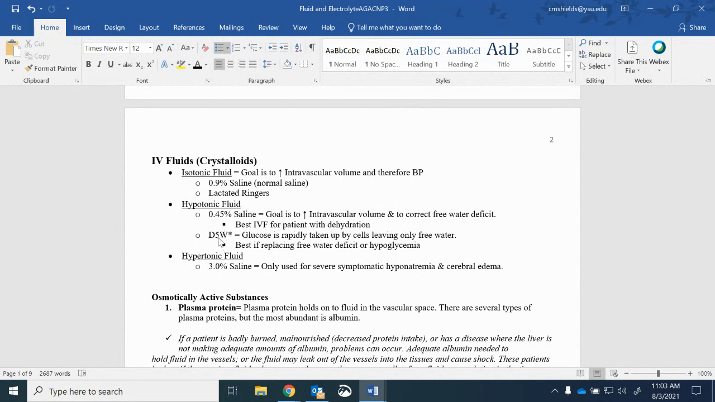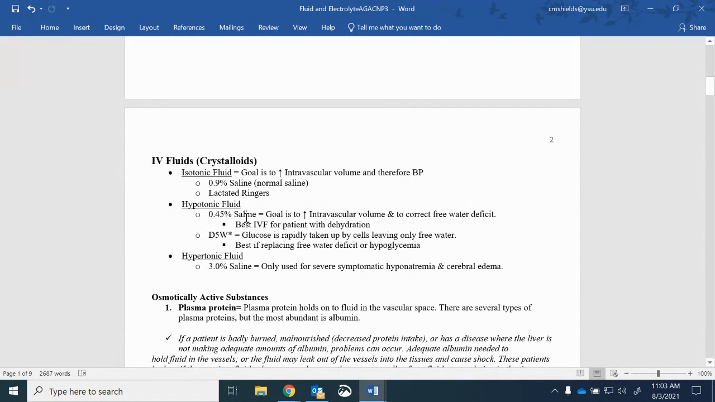D5W: once the dextrose is eaten up by the body, because our body uses dextrose for energy, the only thing that's left is pure water. So D5W is isotonic in the bag, but when it gets into the body, it's considered a hypotonic fluid. Glucose is rapidly taken up by the cells, leaving only the free water. Best if replacing free water deficit or hypoglycemia. So you should know those.